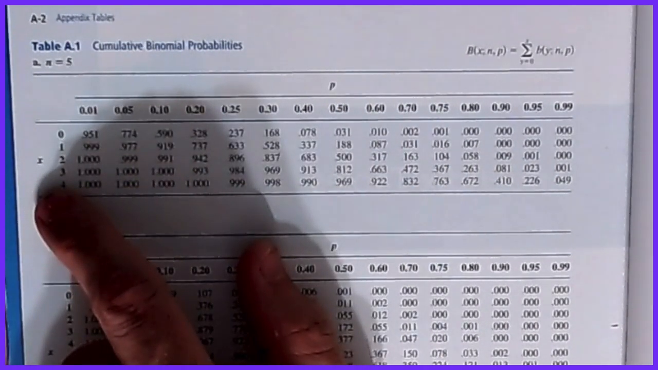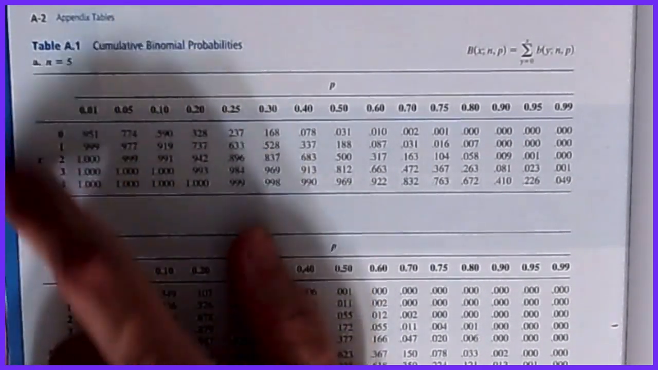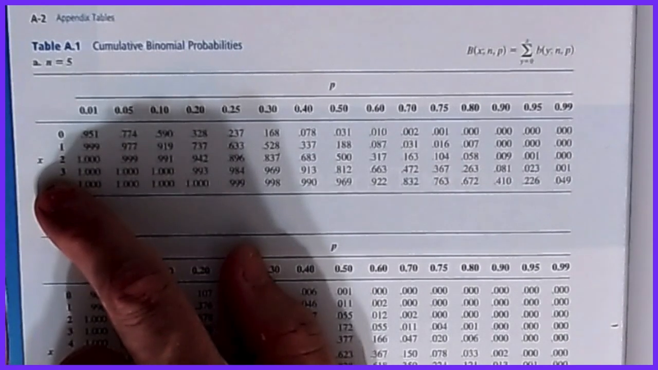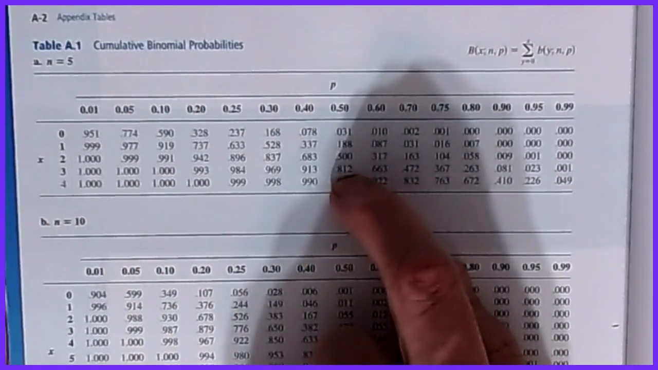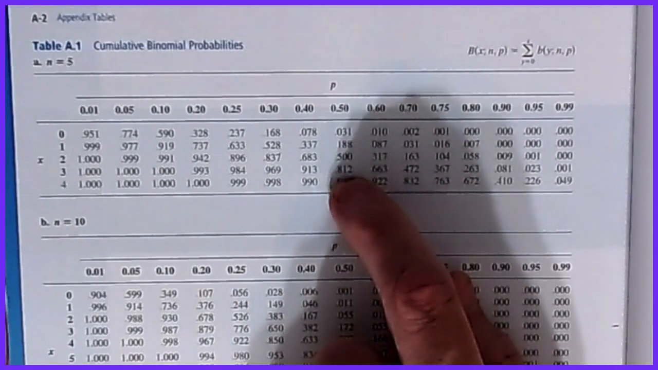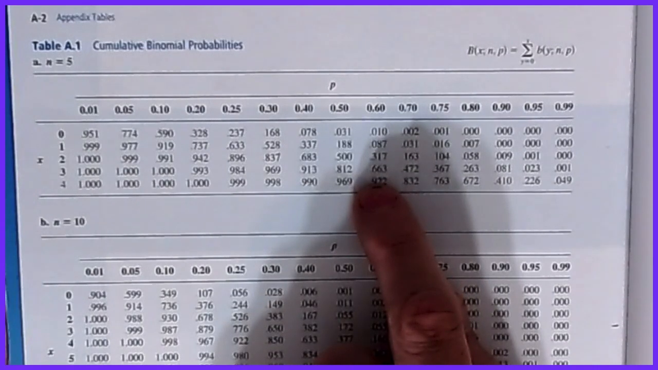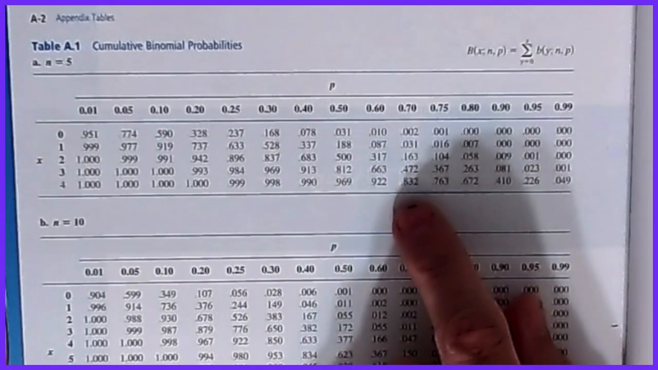So for this, if we have a 50-50 chance, say we're flipping a coin and we're flipping it 5 times, the probability of getting at least 3 of them then would be 0.812. That value right there. That's all there is to it, and that gets me the cumulative.